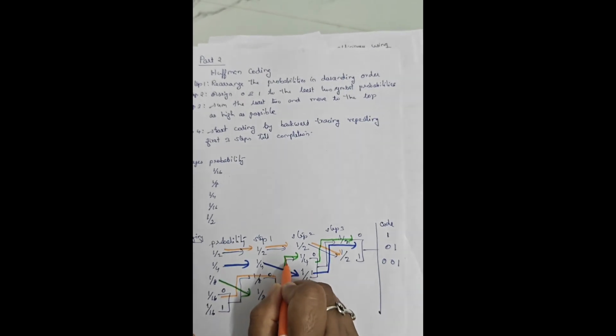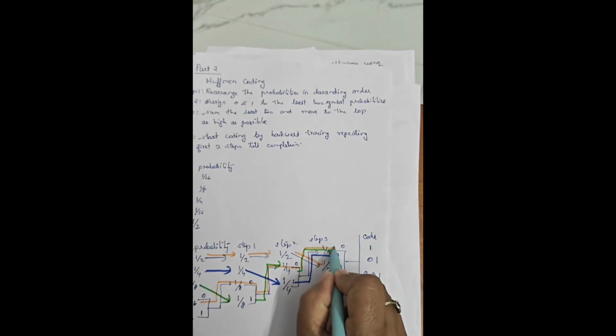For M1 that is 1 by 16. So we'll start from here. It goes here going towards this, then 0. Again coming here. Again it goes here. Continue like this. So what is our code?